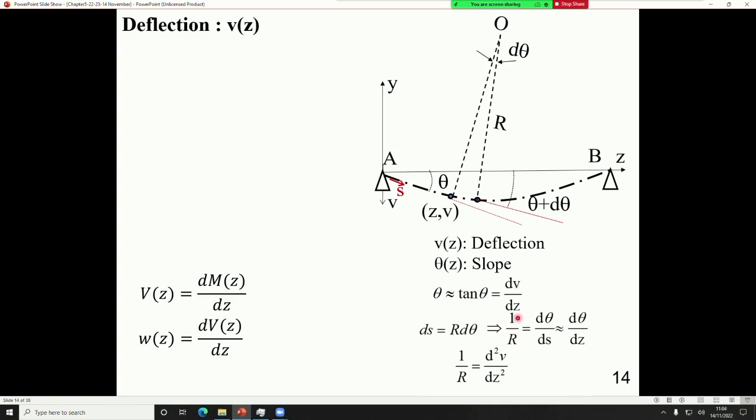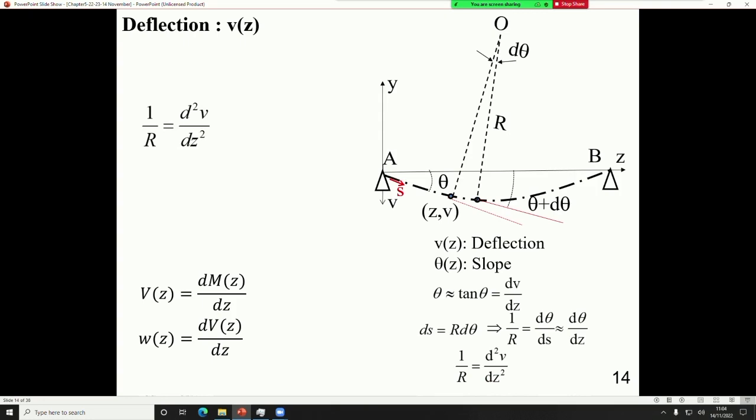This is just for your general information. It's not examinable. It's just for you to know where this is coming from. In the majority of textbooks, they directly write it because this is common knowledge. So curvature at each point of a beam subject to bending is equal to the second derivative of deflection, the function showing the deflection distribution with respect to z. So this is 1 over r, the second derivative of deflection with respect to z.